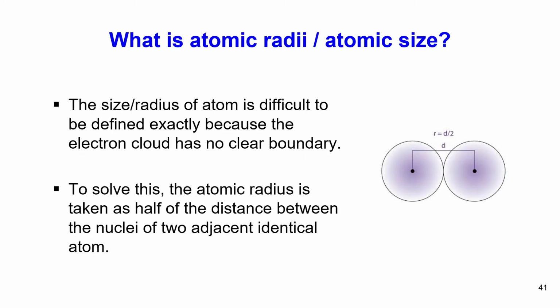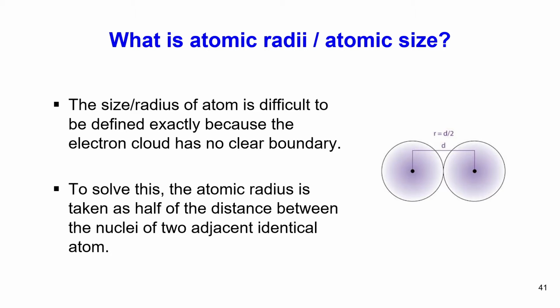So what is atomic radii or atomic size? The size or radius of an atom is difficult to define exactly because the electron cloud has no clear boundary. Dia tiada sempadan yang jelas. To solve this, the atomic radius is taken as half of the distance between the nuclei of two adjacent identical atoms. Jadi di antara dua ni, in between, we divide by 2. So this is the radius of atom.